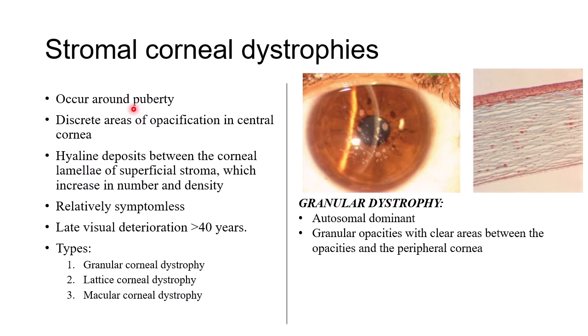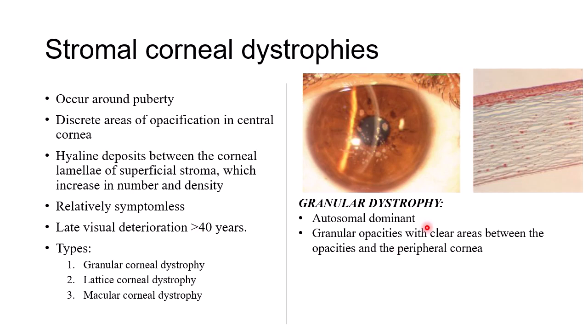They occur around puberty. They form discrete areas of corneal opacity as we discussed in the first slide. They are in the form of deposits between the corneal lamellae, okay, which are made up of collagen fibers. And gradually these deposits increase in number and density until they lead to poor visual acuity. So usually a corneal opacity takes time to develop, hence the late visual deterioration that is beyond 40 years of age. So there are three main corneal dystrophies.